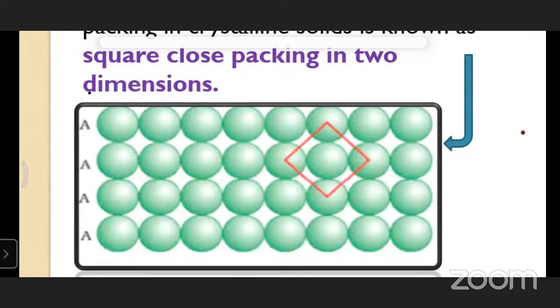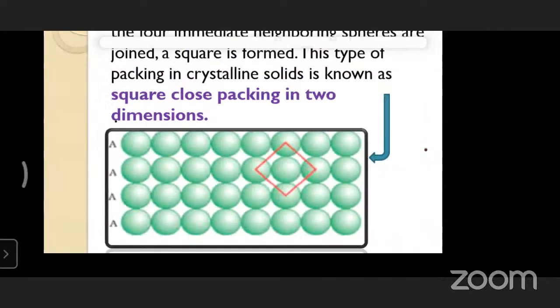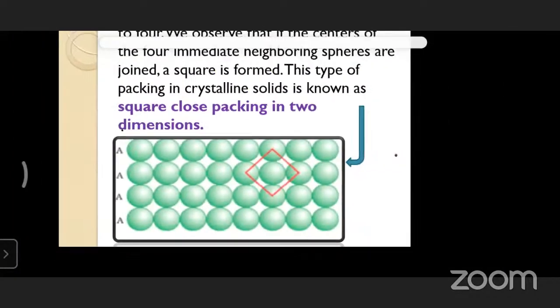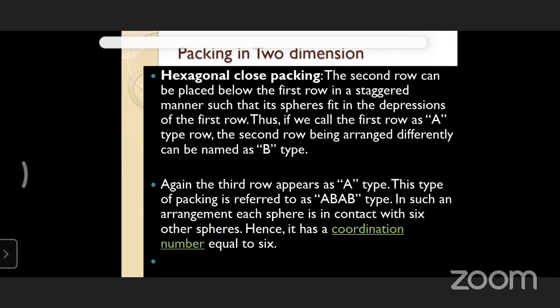Clearly the arrow was mentioned there, once you observe. So it is called square close packing in two dimensions. Okay, children, then fine, we'll go with the next one. One dimensional is completed. After that, the two-dimensional way is also completed. In the two-dimensional way, we got square close packing. After that, we are going to discuss the next packing in two-dimensional.